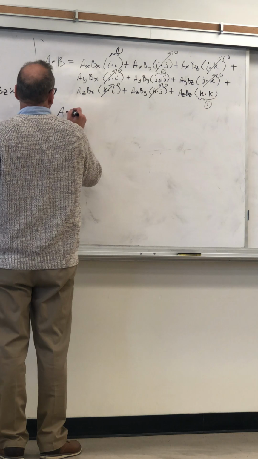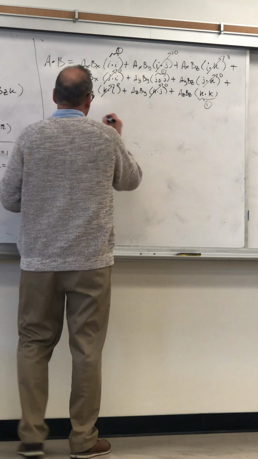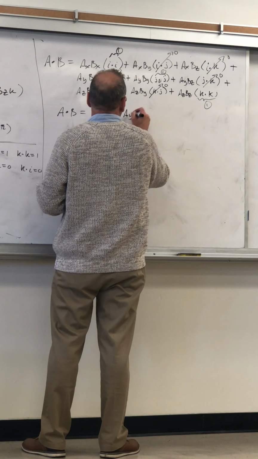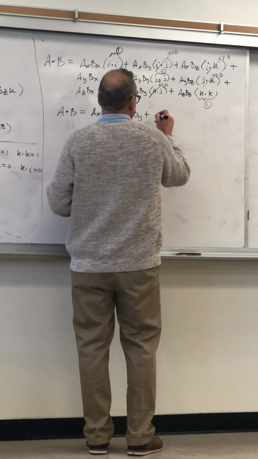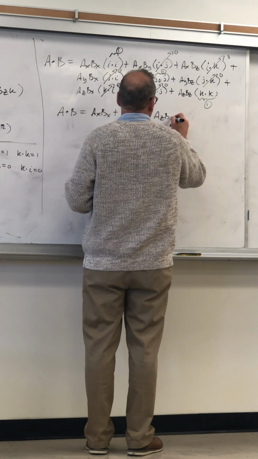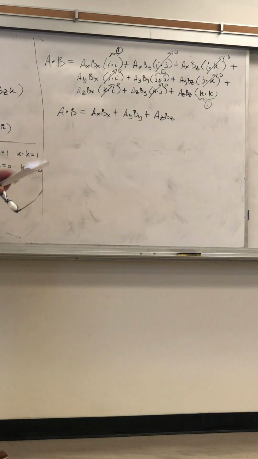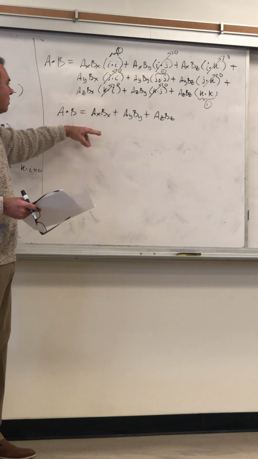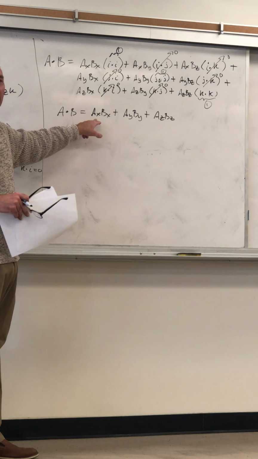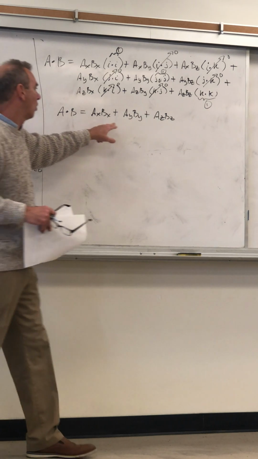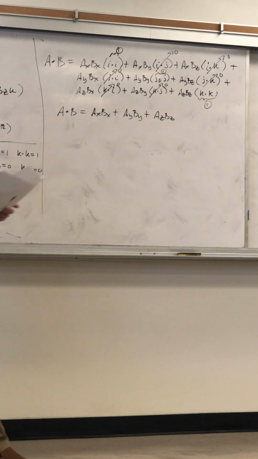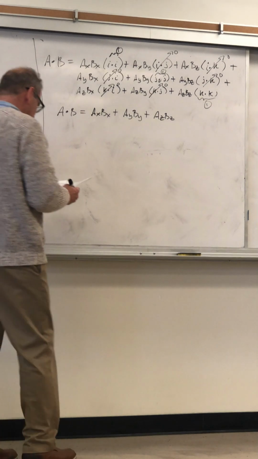So it turns out A dot B is just this: AX BX plus AY BY plus AZ BZ. And like I said, it's just a scalar, right? It's just a numerical value. It doesn't have a direction. So the nice thing is you don't have to go through all that. You just take the components in the x direction for the two vectors and multiply them by each other, the components in the y and the components in the z, and that's the dot product between them.